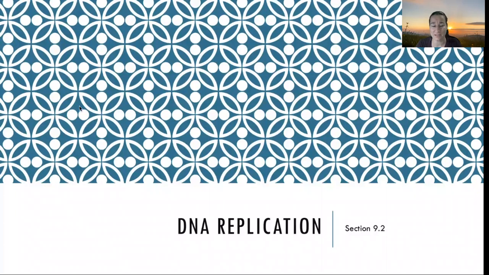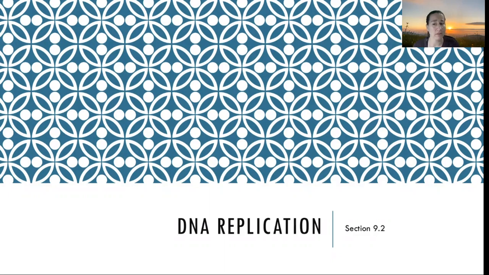Hey guys, let's finish the second section of chapter 9, and then we'll have one last section at the very end. This time we talk about DNA replication. Previously we talked about DNA, its structure, what it's made out of, how it bonds. Now we're going to talk about replication. How does it copy itself?